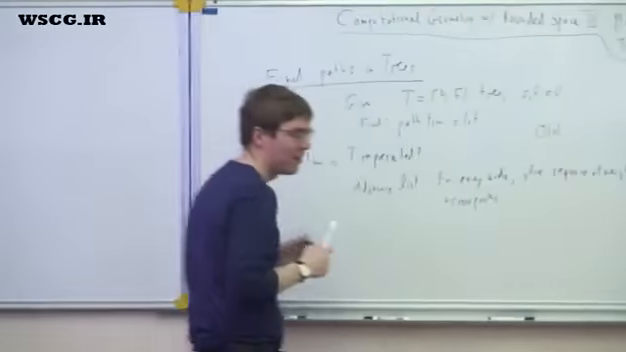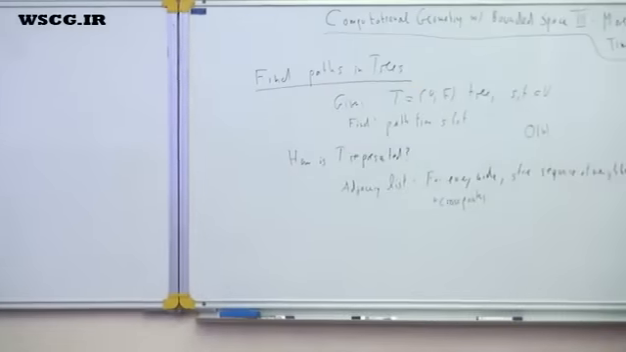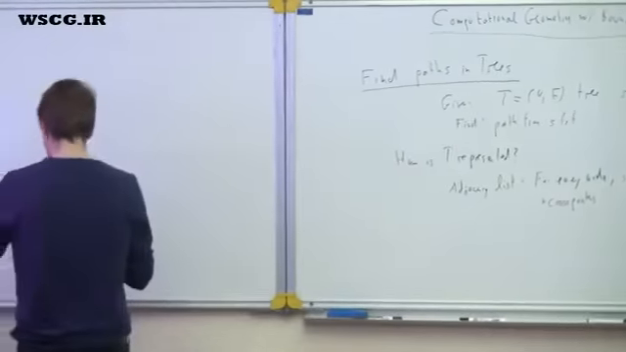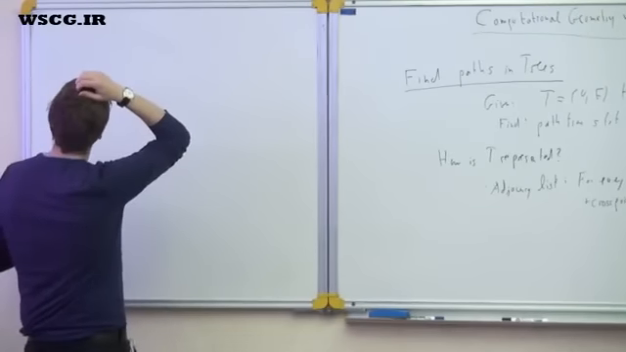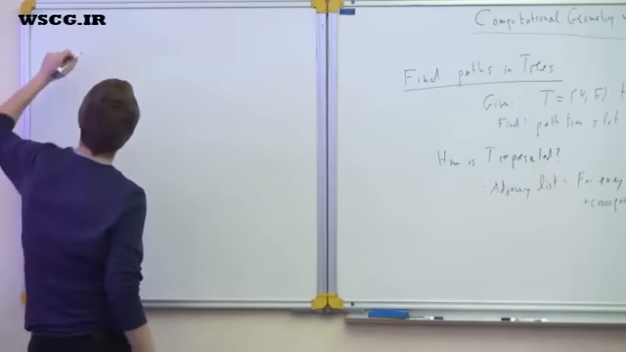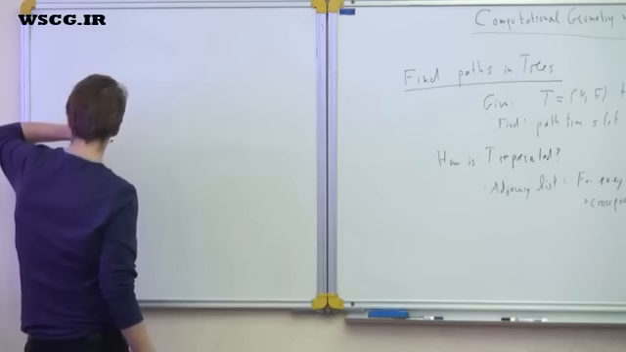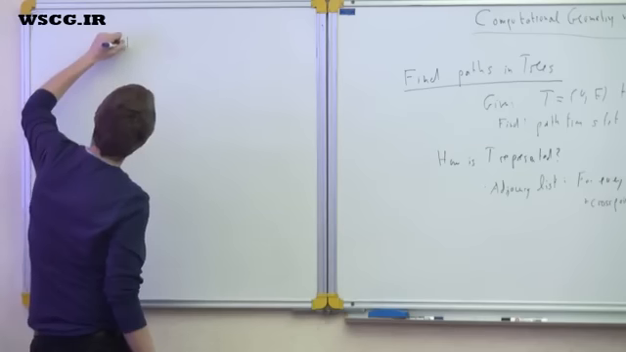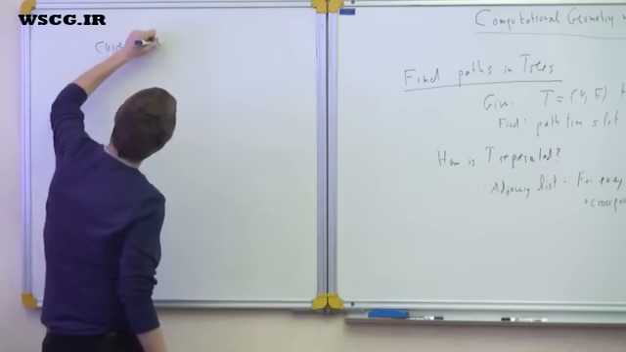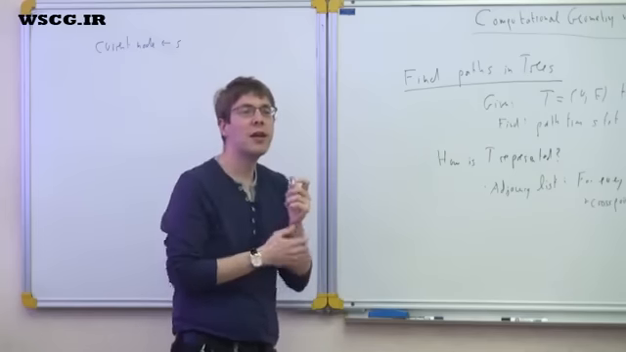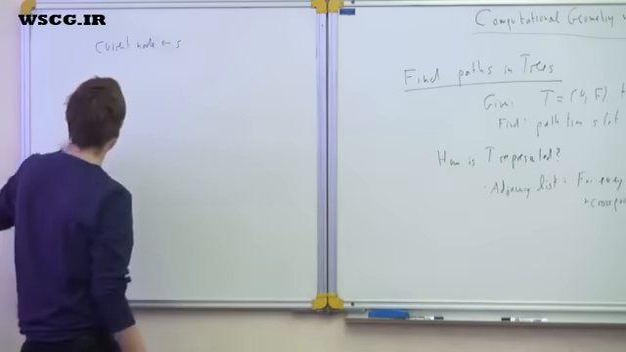Let's see, I don't have it. Let's see if I can come up with some reasonable pseudocode. So I think what you need is, you have some current node. Initially this current node will be S. And then the high-level algorithm works like this.